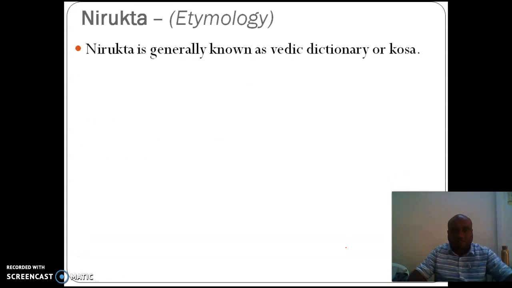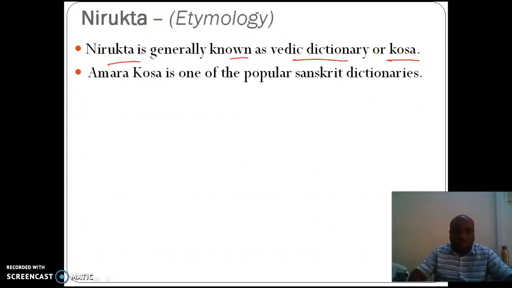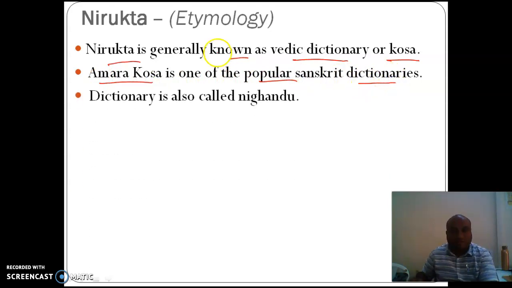Coming to the next Vedanga, that is Nirukta, which deals with etymology, that is the study of words. Nirukta generally is known as the Vedic dictionary or Kosa in Sanskrit. Amarakosa, as we call it, is one of the popular Sanskrit dictionaries. Dictionary is also called Nighandu in Sanskrit, and in Telugu we call it Nighantu. That has got a root word from Sanskrit, whereas in English we call it dictionary.